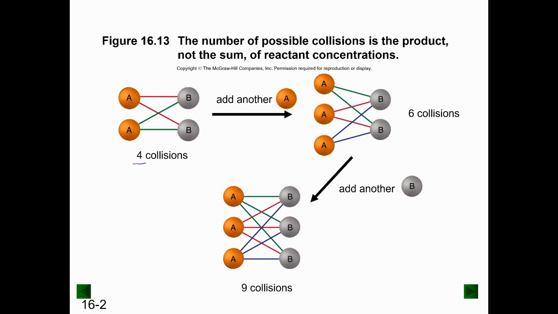You add another molecule of A, then you could have 6 collisions. If you add another of B, you can have 9. So you can imagine that if we were talking about Avogadro's number of molecules colliding with Avogadro's number of molecules, it's a staggering amount as we start to think about all those different possibilities of molecules colliding.